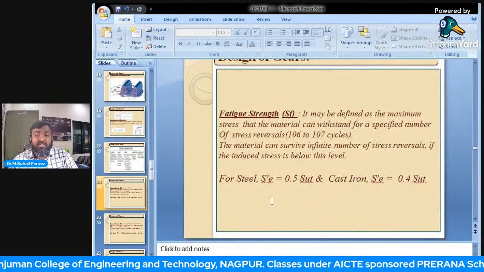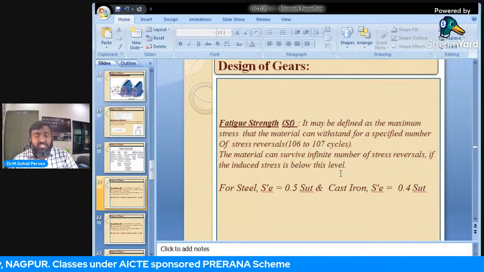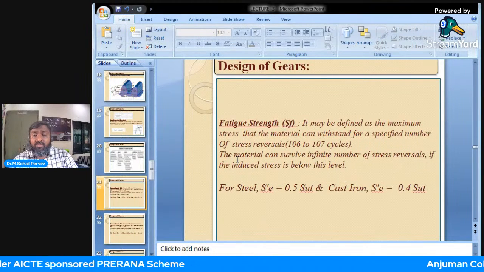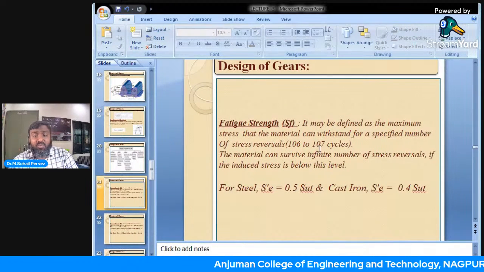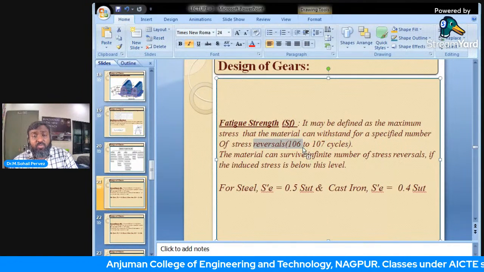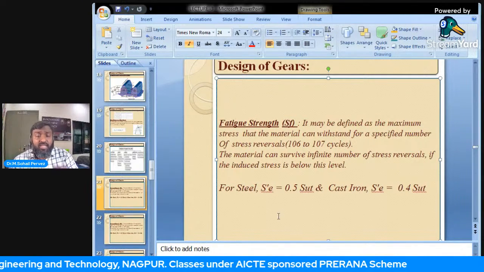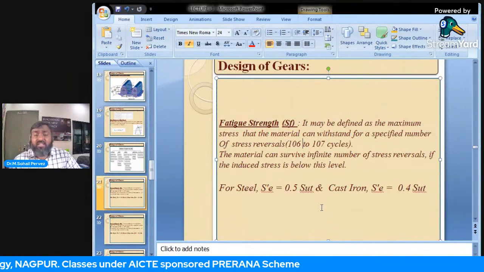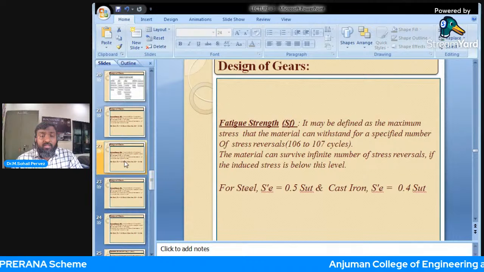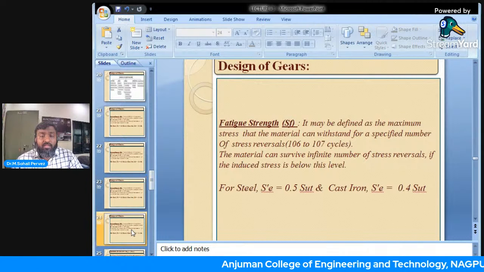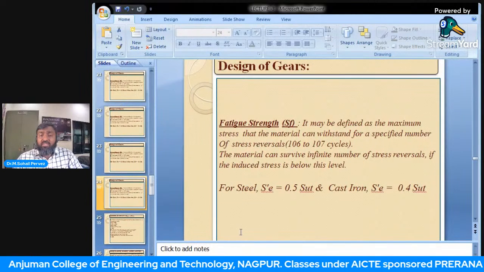Now, the fatigue strength. My dear friends, this is the general consideration in design: the maximum stress that a material can withstand for a specific number of stress reversals, 10 to the power 6 to 10 to the power 7 cycles. If the material survives that, then that is known as the fatigue strength. So this is all about the fatigue strength.